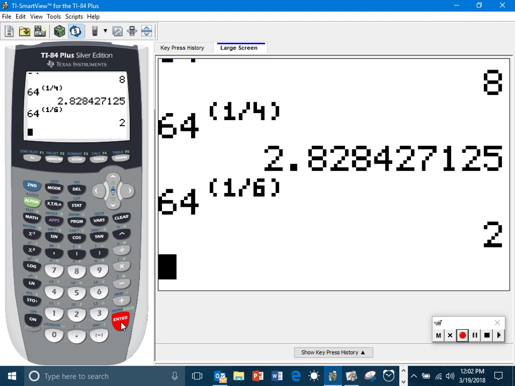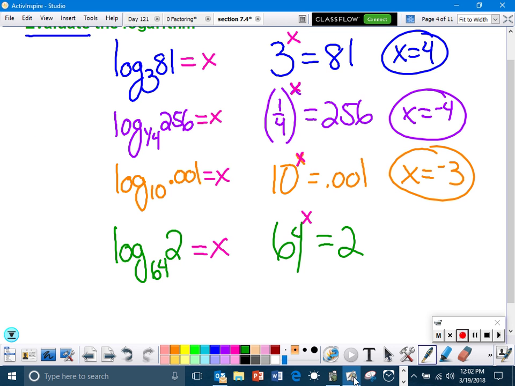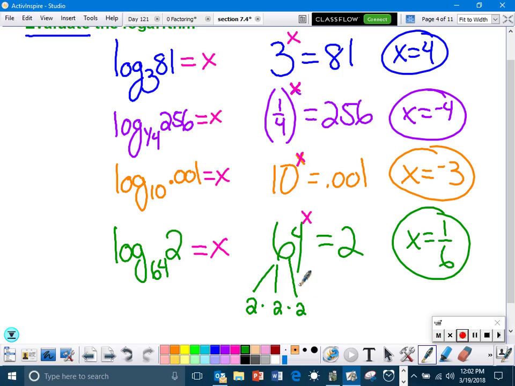Okay, so that means that expression equals 1/6. Remember, 64 can be written 2 times 2 times 2 times 2, 6 of them, and it equals 1 of them. Okay, don't forget that little trick we taught you in chapter 6.